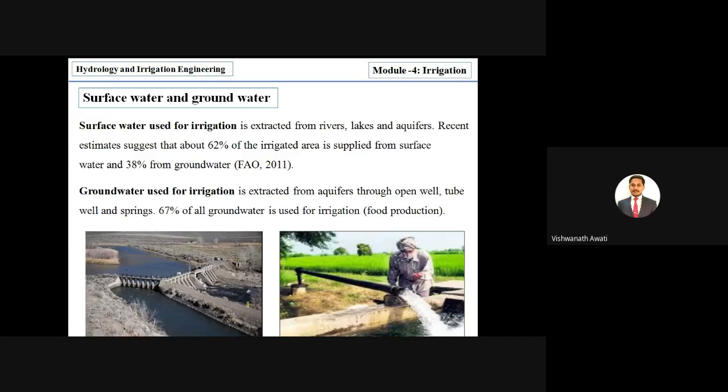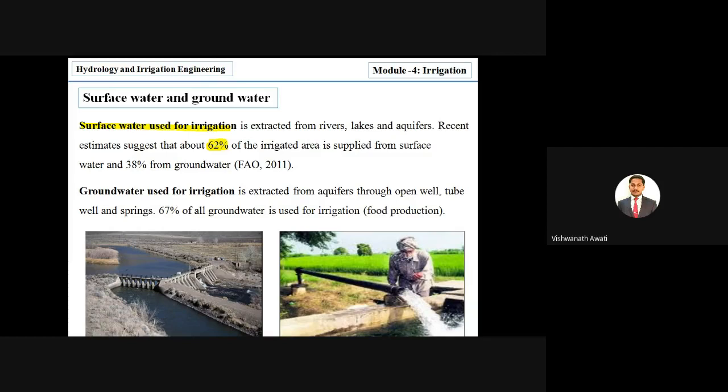First, surface and groundwater, right? Here we have to understand the source of water for irrigation. So we have surface water and groundwater. If I consider surface water used for irrigation, it is almost 62% of irrigation water. We know what we mean by irrigation. Irrigation is the artificial supply of water to the crop. So almost 62% of the irrigated area is supplied by surface water irrigation.